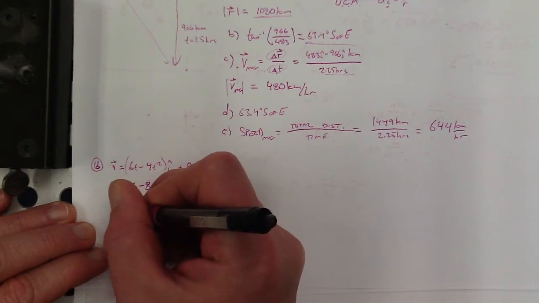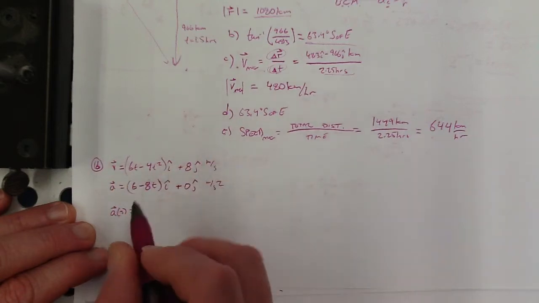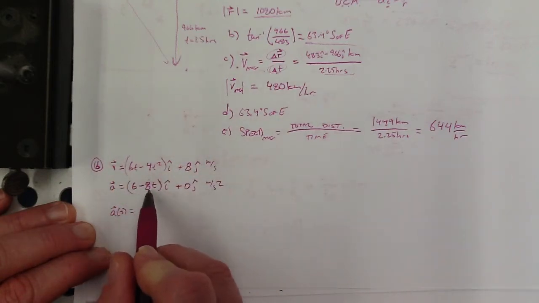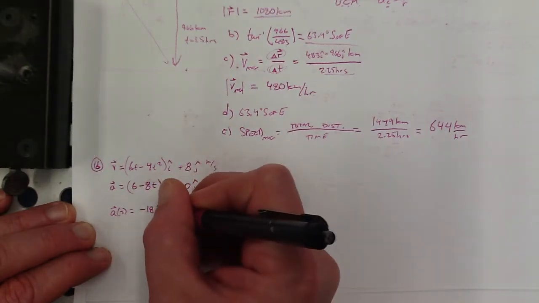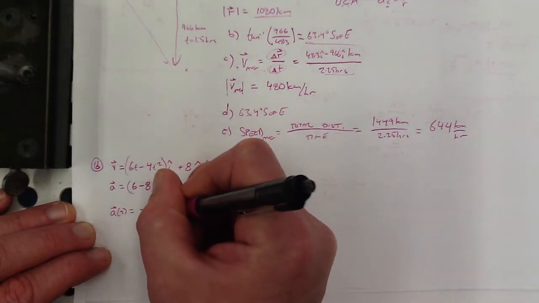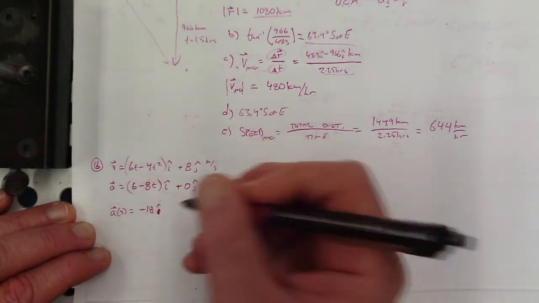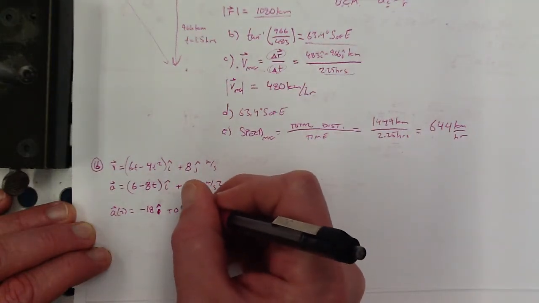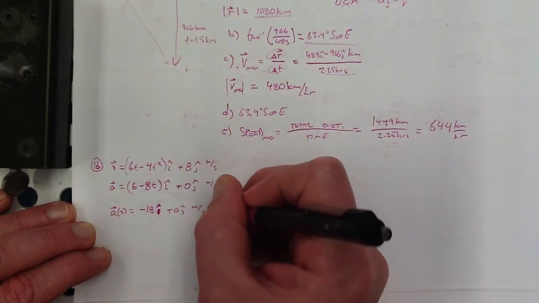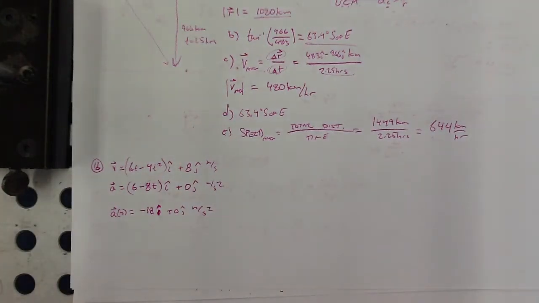So the acceleration at time 3 is equal to 6 minus 24. Dang it, my i came out like a j. And then I'll just put the plus 0j in there for good luck. So that's that.